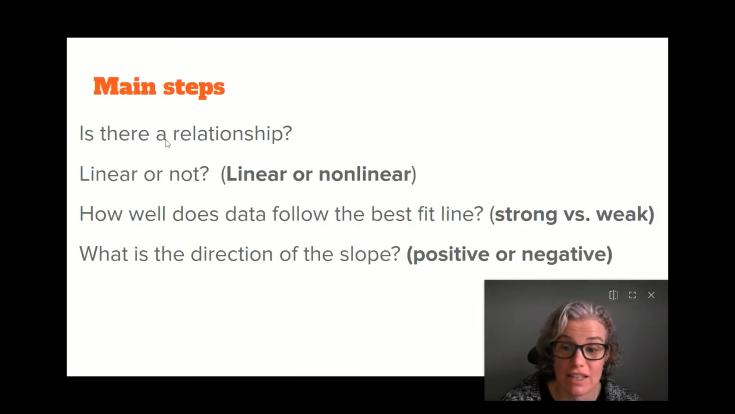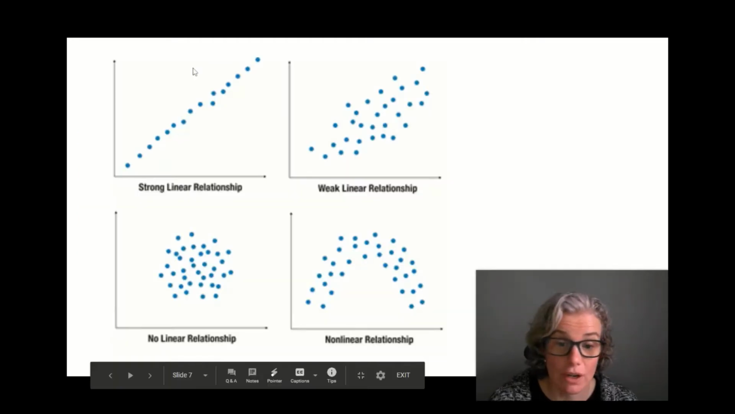First, you're going to have to identify: is there a relationship? Is there some sort of pattern? Then the next step is to decide if it's a linear pattern or a nonlinear pattern. Then you have to evaluate how well the data fits the line. And then finally, what is the direction of that slope? So here are some examples.